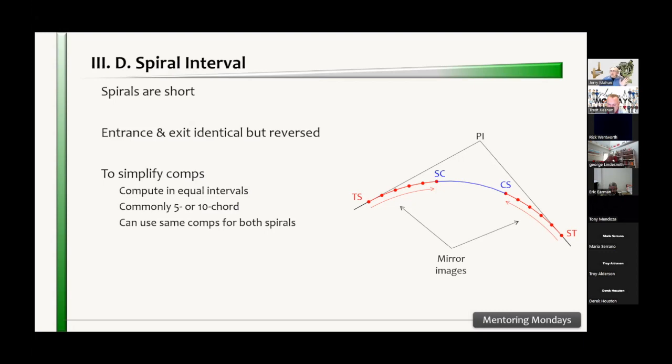But the nice thing about that is when I compute the deflection angles and chords for my entrance spiral, that's identical to the same spiral at the same interval staked on the other side. So I only have to compute one set of notes, and I can use it at both ends. So a 5 or a 10 chord spiral, excuse me, is the most common, based on the length of the curve.